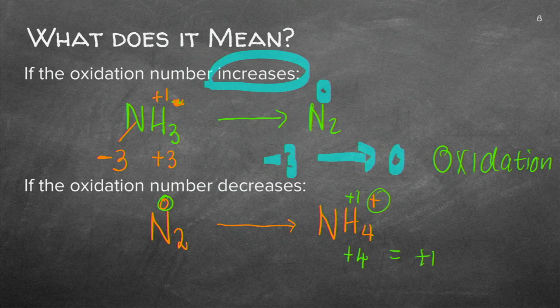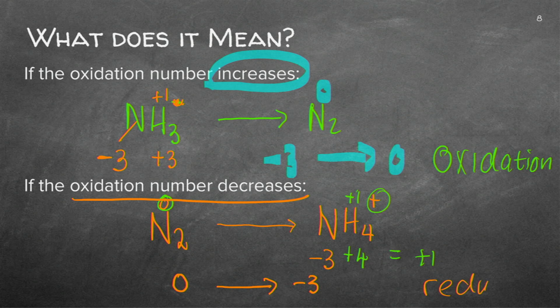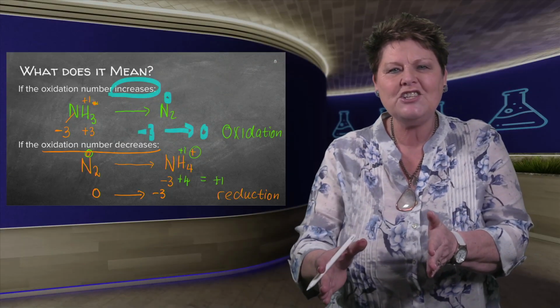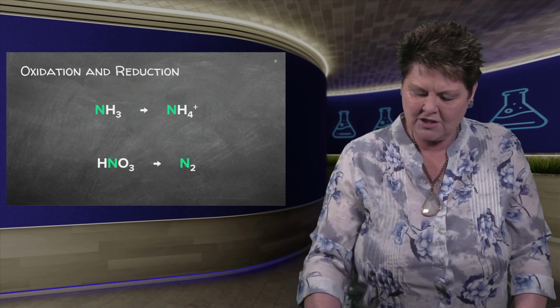So now the nitrogen is -3. Can you see it went from 0 to -3? It's a decrease in oxidation number. Therefore, that is reduction. So you can, with your rules, see if it's a reduction or an oxidation reaction.